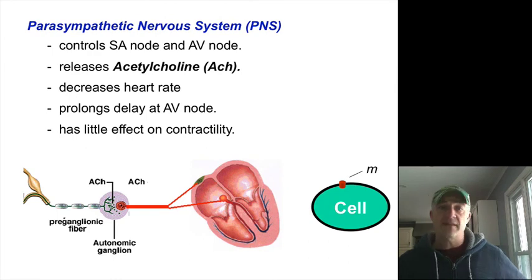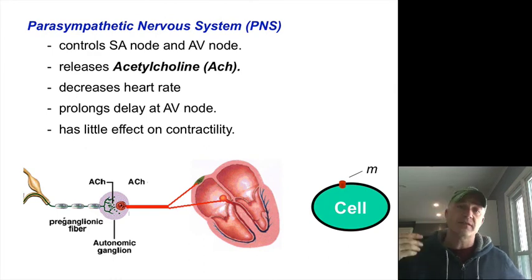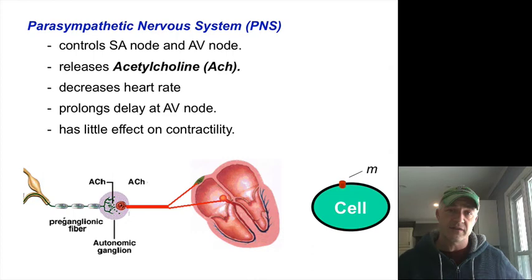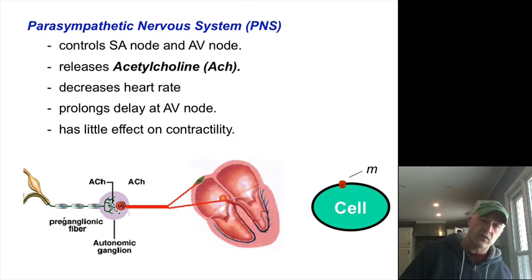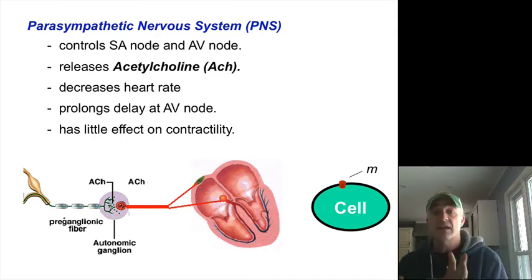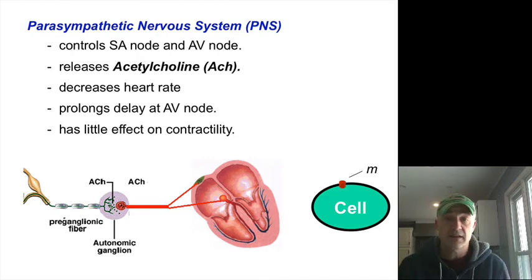Your parasympathetic is going to work on the SA node and the AV node. It works on the SA node to slow down that depolarization. It's going to increase the delay at the AV node. What this does is overall it decreases the heart rate, and really doesn't have an effect on contractility. This is, again, working through those muscarinic receptors in the heart, at the AV node and the SA node, in order to slow down this heart rate.